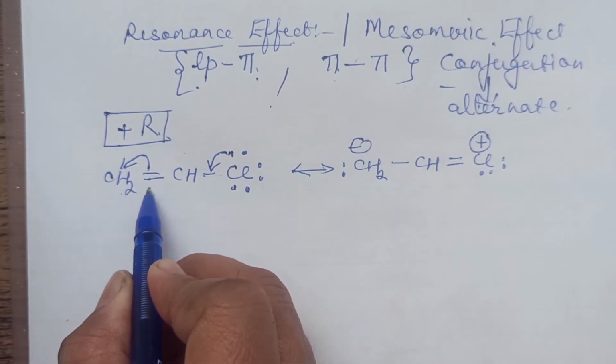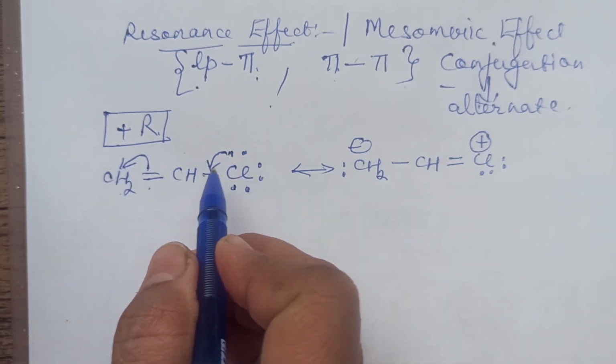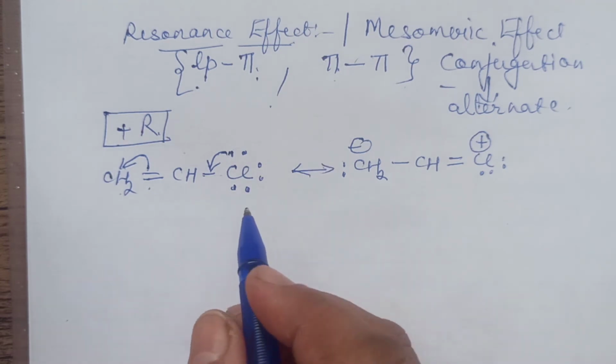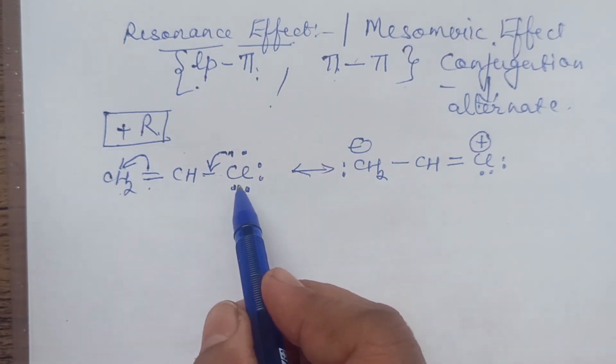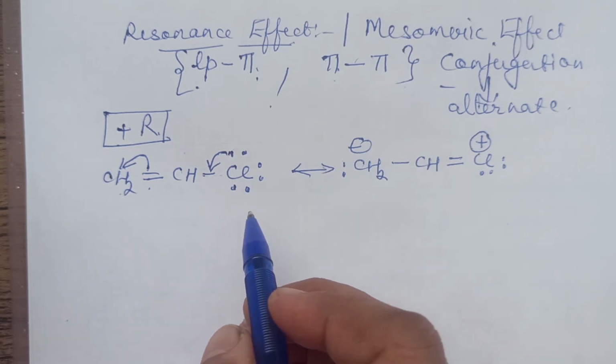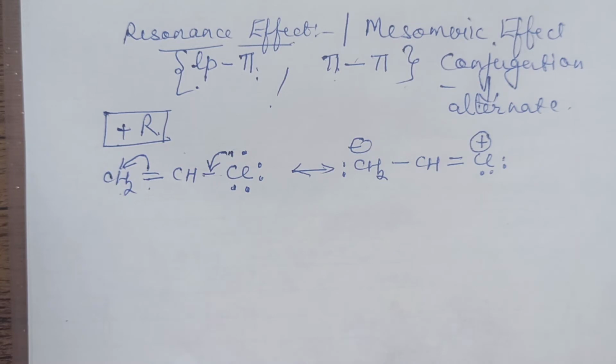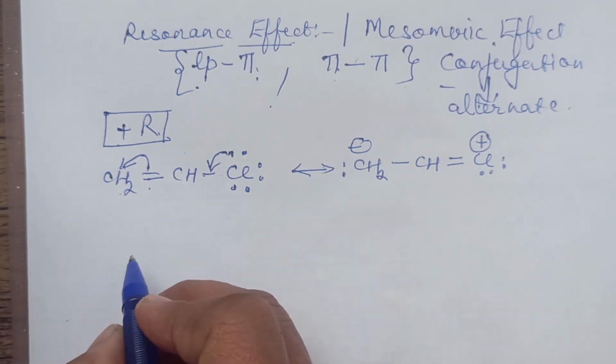So this is the type of effect in which groups donate electrons towards the double bond. There is a double bond here, so it is donating electron pairs towards the double bond, or towards the conjugated system. We will take the example of the conjugated aromatic system also. So they are said to be positive resonance effect showing groups.